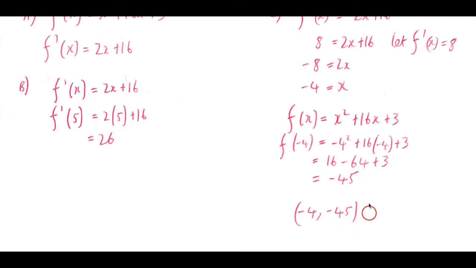Notice that to answer this part C, I need a point. I need an x value and a y value. The x value is found by simply taking the gradient function, making it equal to 8 and solving for x. The y value has been found by taking that found x value and placing it into the original function f of x.